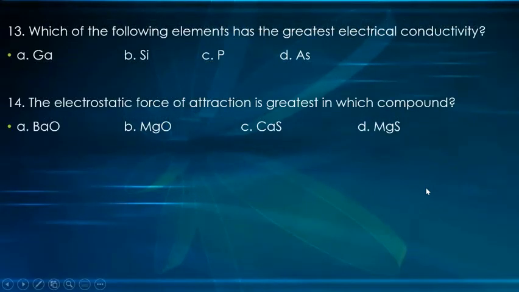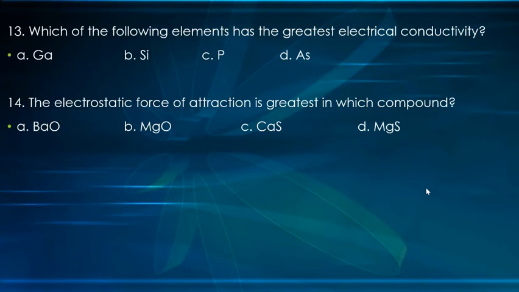Almost done. Which of the following will have the greatest electrical conductivity? We're looking for the one that's the best metal. If it's conducting electricity, and these are just elements, phosphorus is definitely a non-metal. Arsenic and silicon are right on the edge, but gallium is not. Gallium is a straight up metal. I would pick gallium.